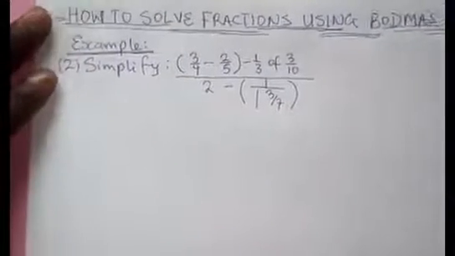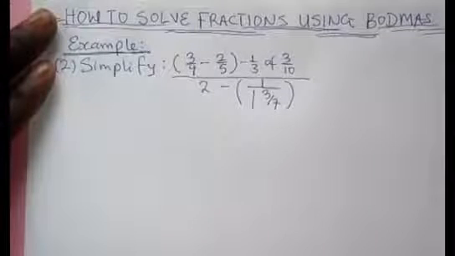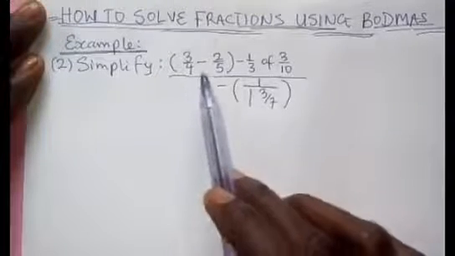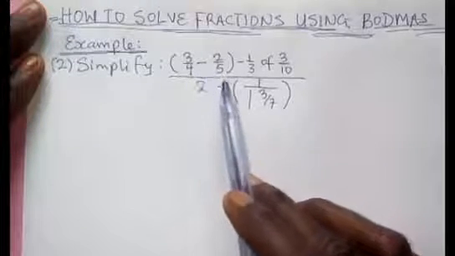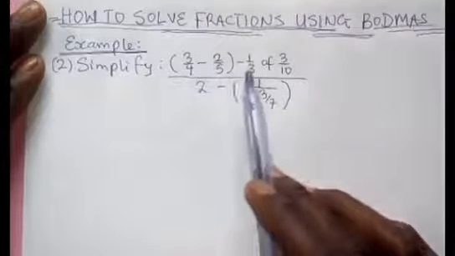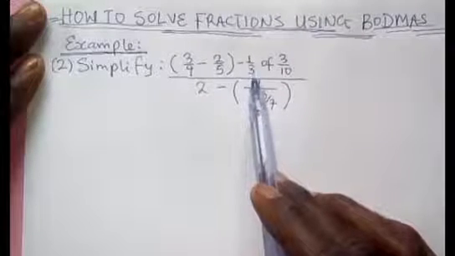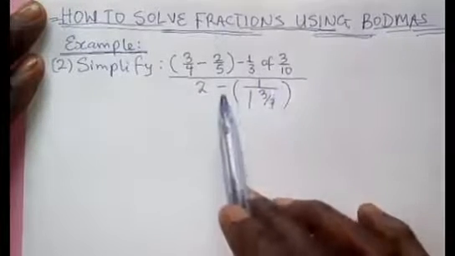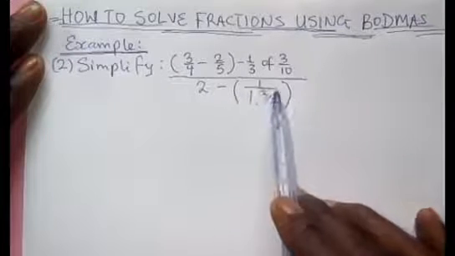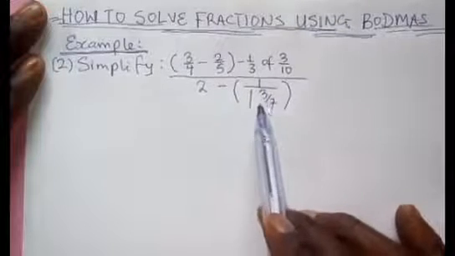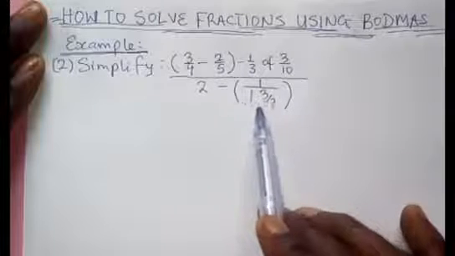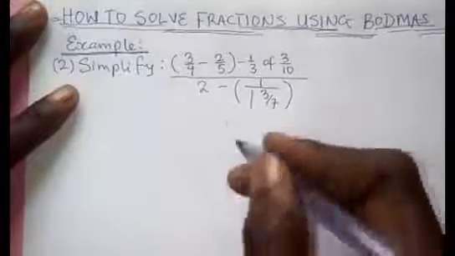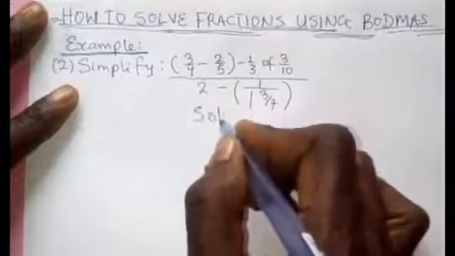Now let us see how we can extend that concept of BODMAS to solving a second problem here. As you can see in this second example, we have to simplify 3 upon 4 minus 2 upon 5, all in brackets, then minus 1 upon 3 of 3 upon 10, all divided by 2 minus, in bracket, 1 over 1 3 upon 7. Now if you check this number here at the denominator, you see that it's a mixed number, so we need to change it to an improper fraction. That's the thing I want you to have in mind. So let us get started.